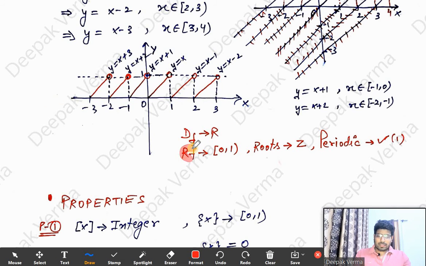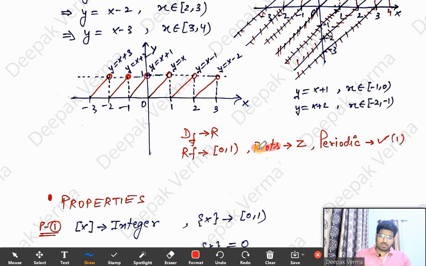Now, what is range? Range is the portion covered by the graph on the y-axis. Now look at the graph and tell me the range. It's between 0 and 1. 0 is included, and 1 is not included here. So 0 to 1, 0 is included, with 1 we have an open bracket, meaning 1 is not included. Got it?